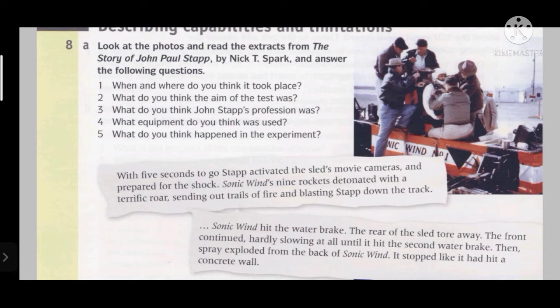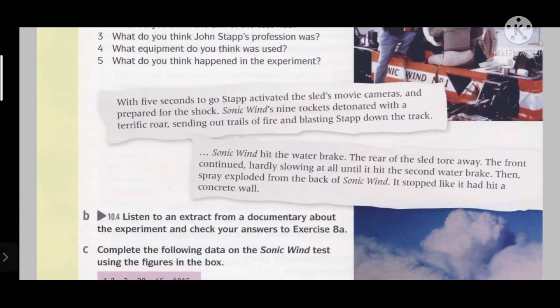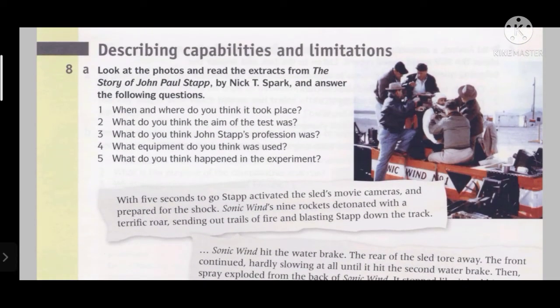With 5 seconds to go, Stapp activated the sled's movie cameras and prepared for the shock. Sled is related to the sledge, اللي هي المزلاج, like the one you see in the photo. What they are doing here is called a rocket sled. مزلاج بتاع صاروخ. شايفين كده دي؟ ده المفروض they fastened a man to it and they wanted him to go on track with the rocket sled بالمزلاج ده, وفي صواريخ ومعمول فيه صواريخ ويمشي بالمزلاج ده يشوفوا حاجة كده. فاحنا هنشوف يشوفوا ايه.